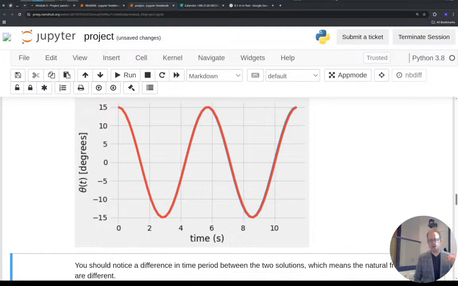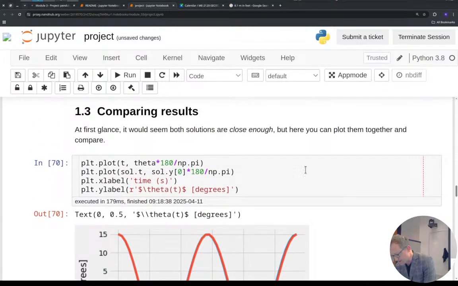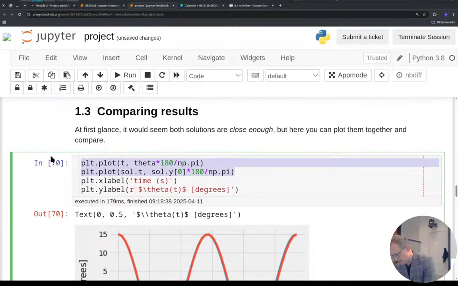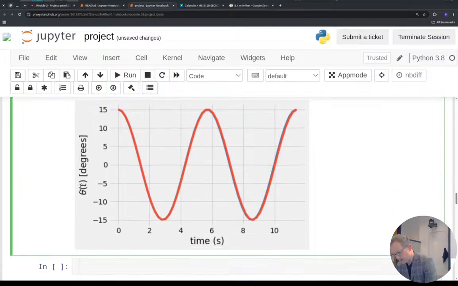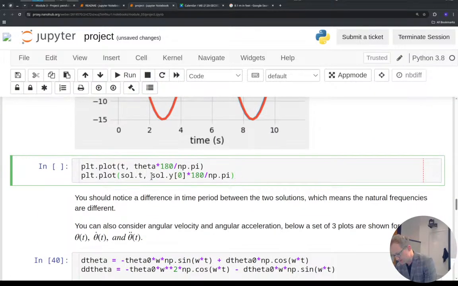And here, when I look at 15 plus minus 15 swinging, there's really no visual difference. But technically there is a difference, right? There's always a difference, unless you're actually calculating the same thing. So we'll take these two and subtract one from the other.